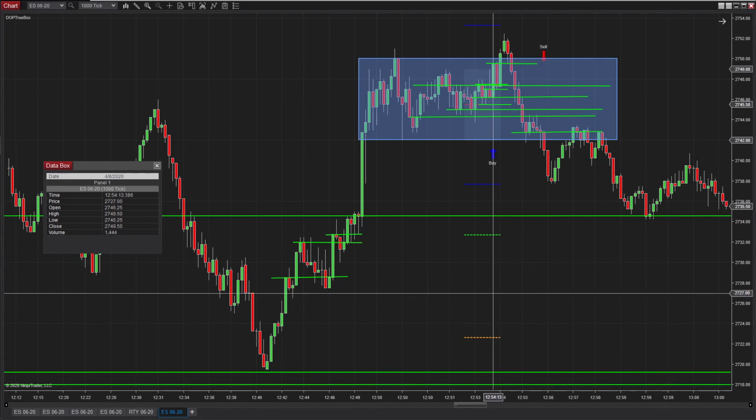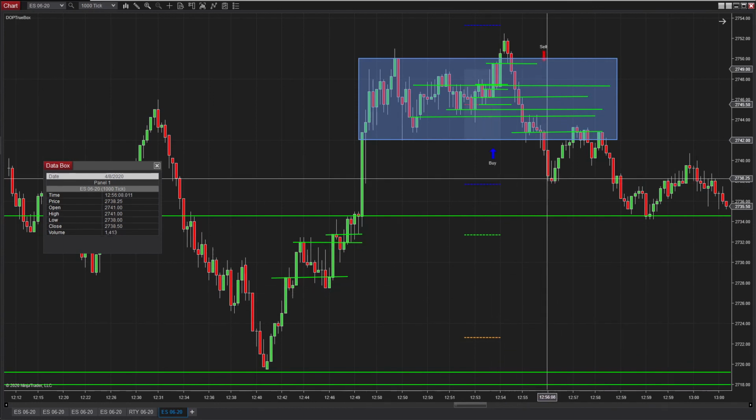That's how I'm personally managing my trades. It's how I'm looking for where I can add in, how I can minimize my risk, how I can get the most out of this, and how I can follow the direction of the box.